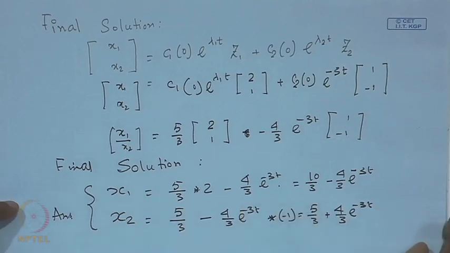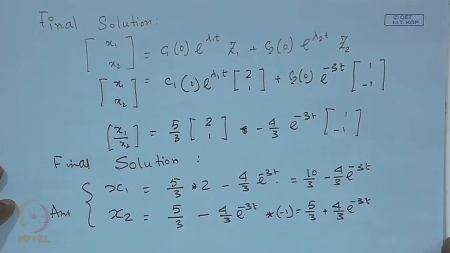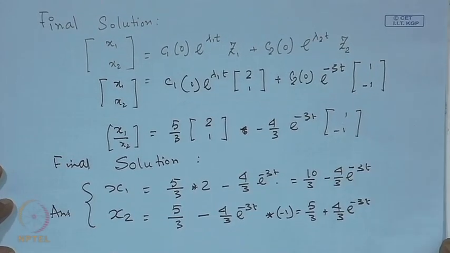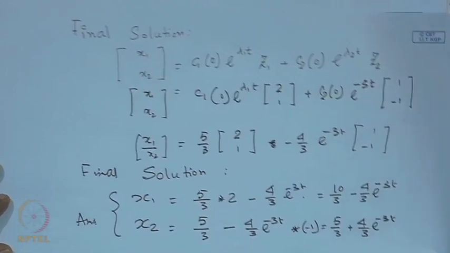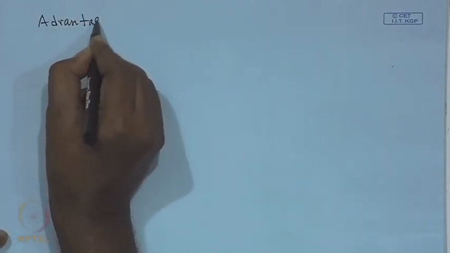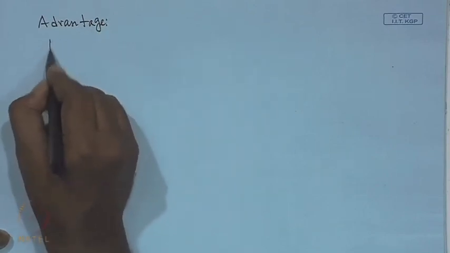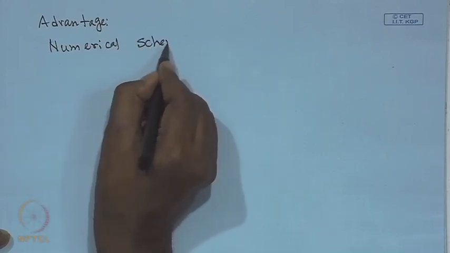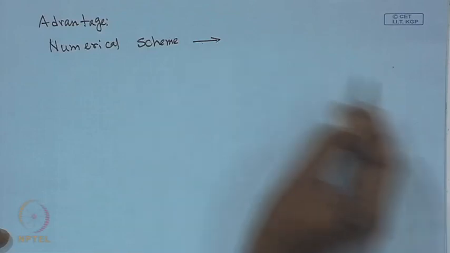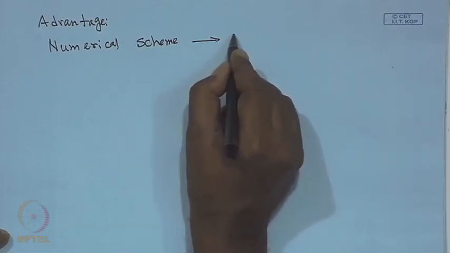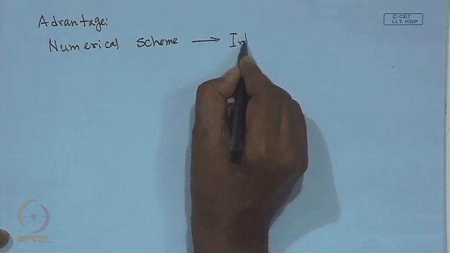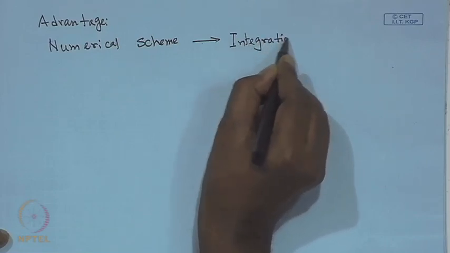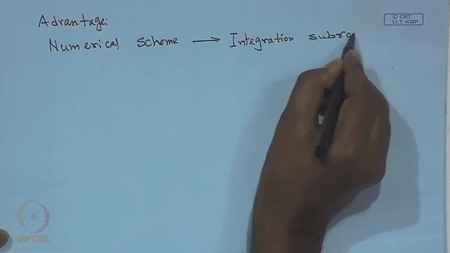So, this gives a direct application of the eigenvalue eigenvector problem to solve the set of ordinary differential equations which are homogeneous. Now, let us talk about the advantage of this method compared to any numerical scheme. For a numerical scheme, you could have preferred any integration subroutine to solve this type of problem.